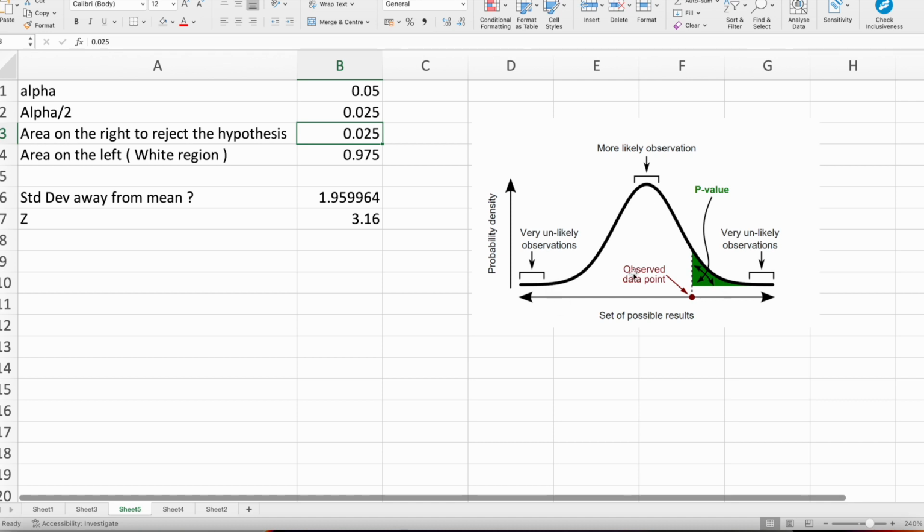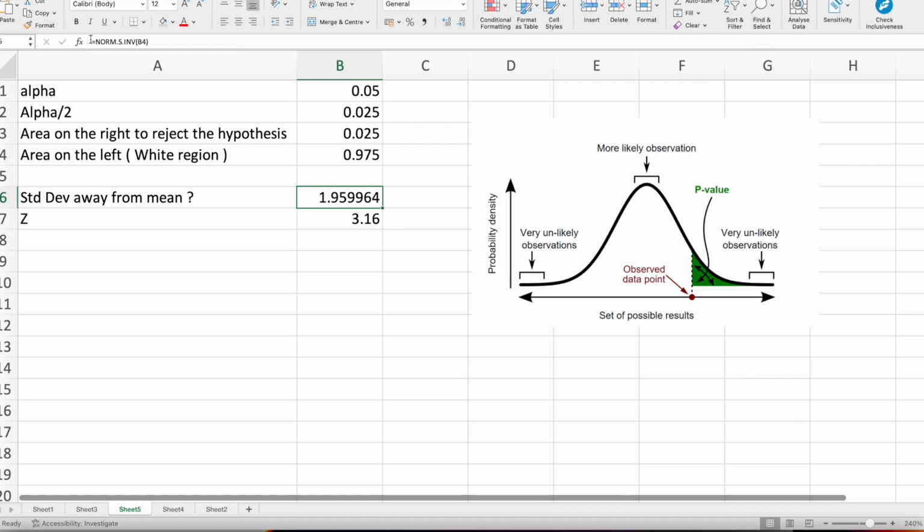This whole area under the curve will be what? 1. So what is this region, the area on the left? If I remove 0.025 and the whole area is 1, it will become 1 minus 0.025, which is 0.975. So this white area is 0.975. Now, if the area is 0.975, what should be my z-score for that? What will be my z-score?